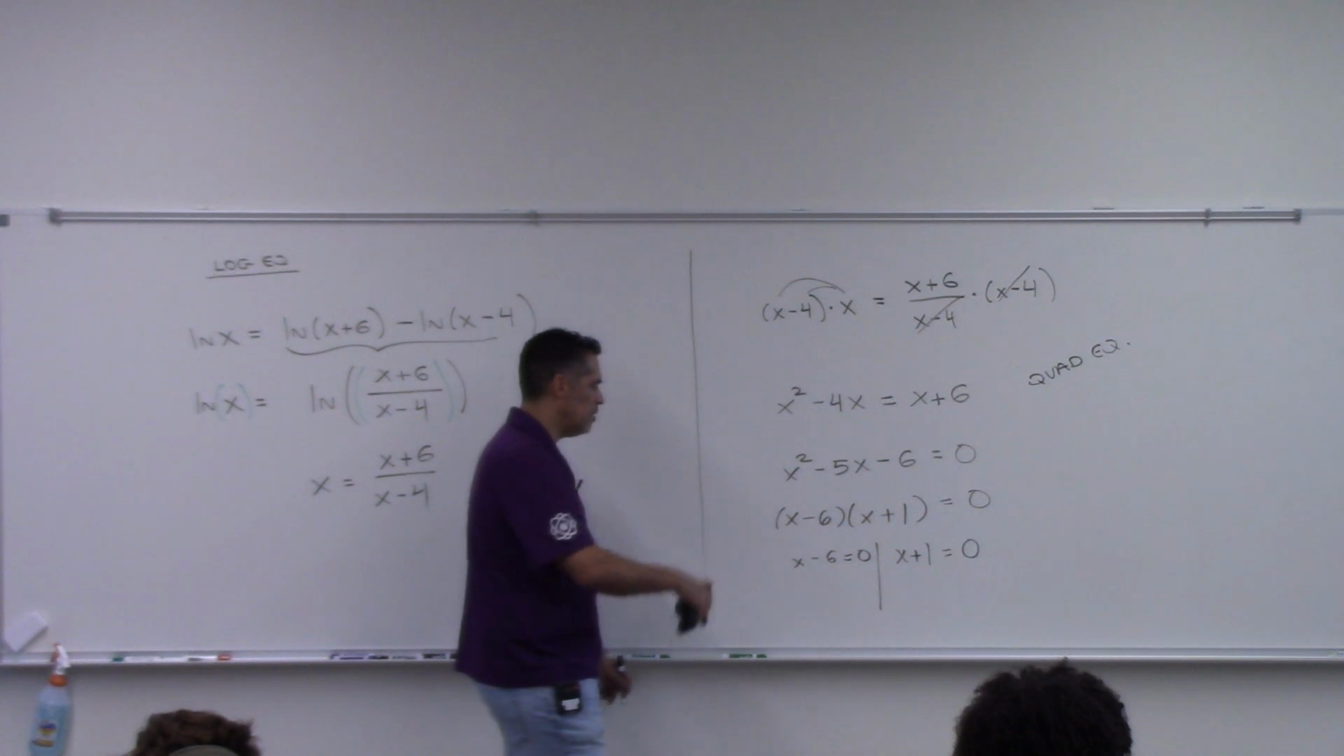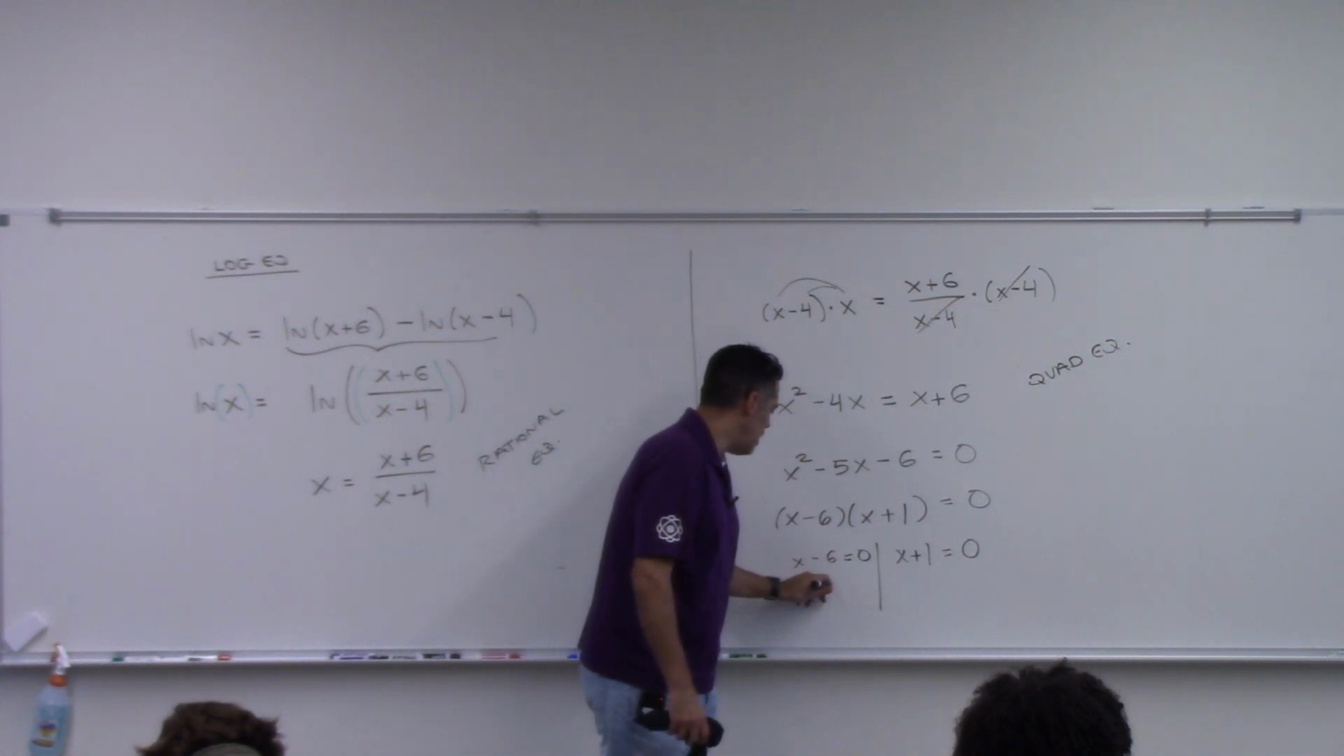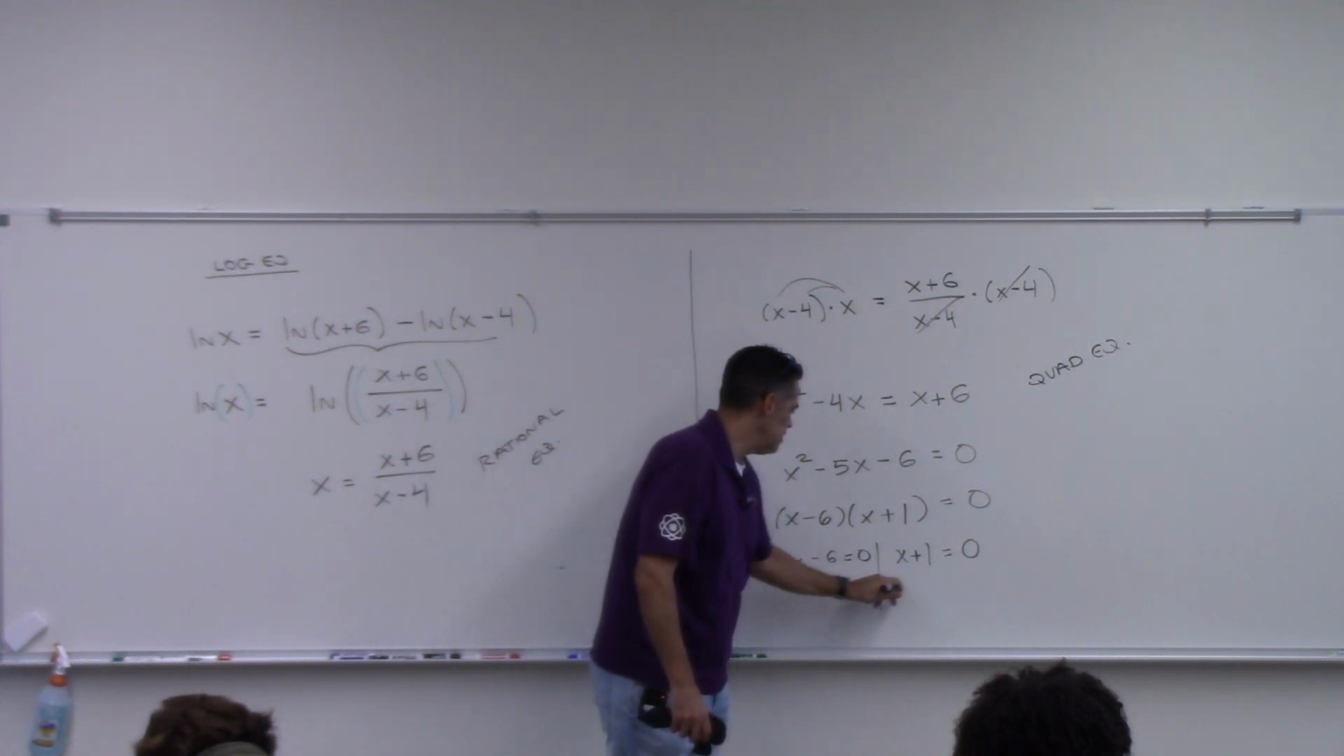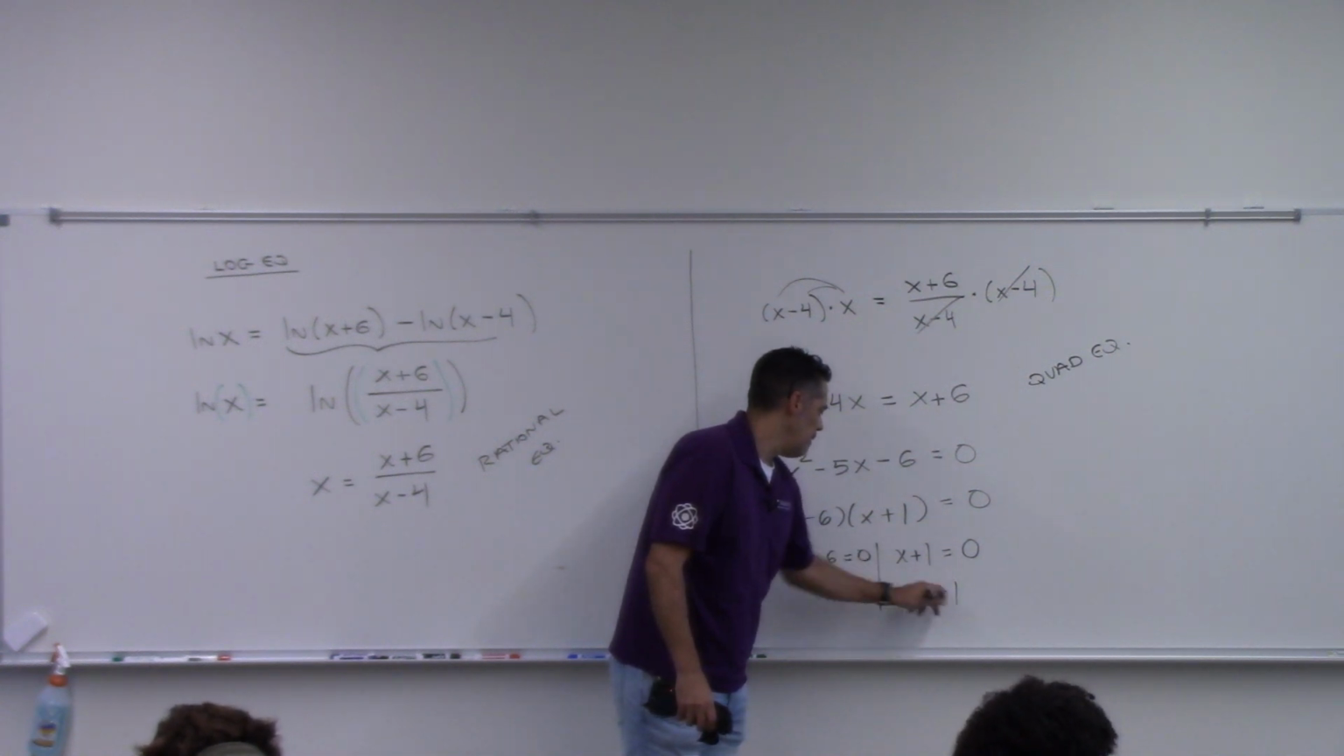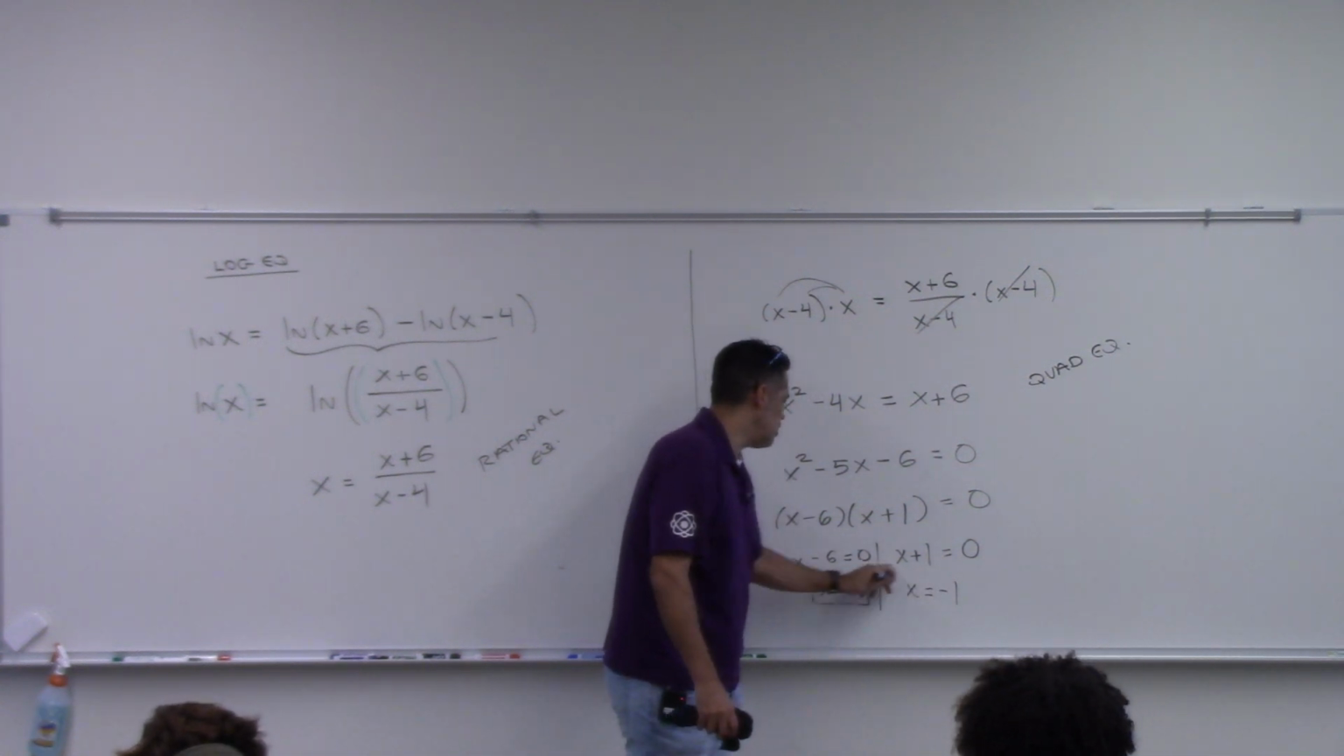All right, set each one equal to 0. And you solve these, right? Add 6 to both sides, subtract 1 from both sides. You get your two potential answers. We'll have to check them.